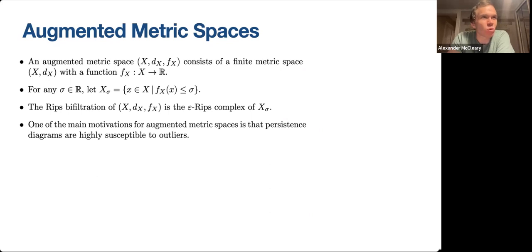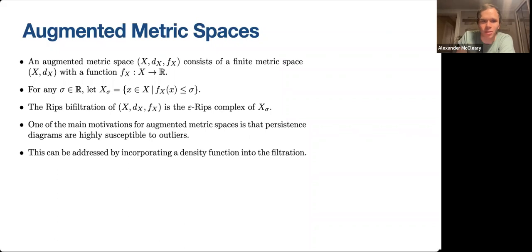So that won't break stability. Stability still holds, but if the input is changed by quite a lot, stability says that the output could also be changed by quite a lot as well. And so that's an issue with persistence, that if your data set has outliers, then it might give you something that's not very interpretable. And so the common way to address this is to incorporate a density function into the filtration.